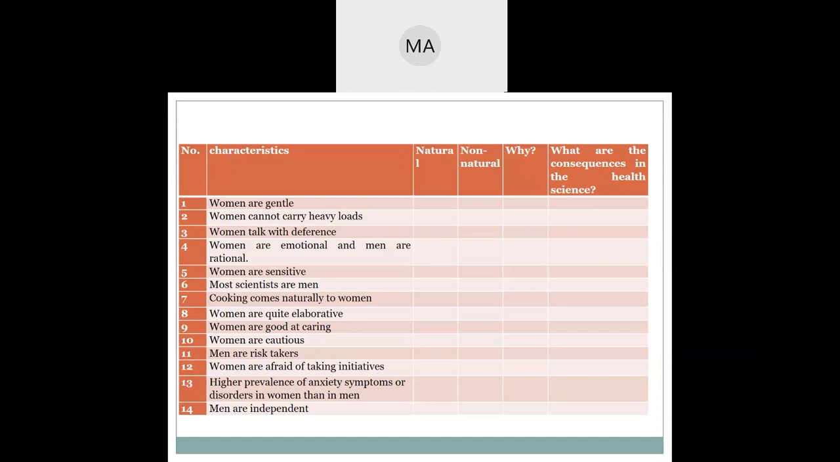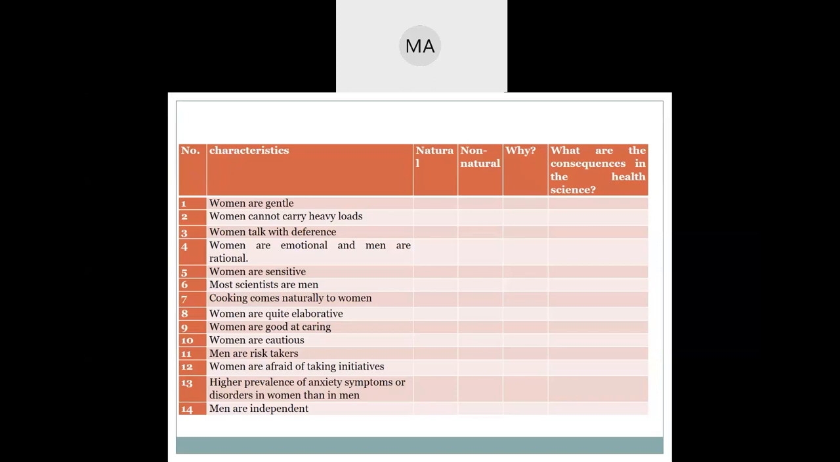Where people are always taking this one: women are sensitive, that means they are emotional, they are reactive, and they are making decisions and taking time for the decision. So that is totally not true, and this is also an unexpected activity given by the mother.